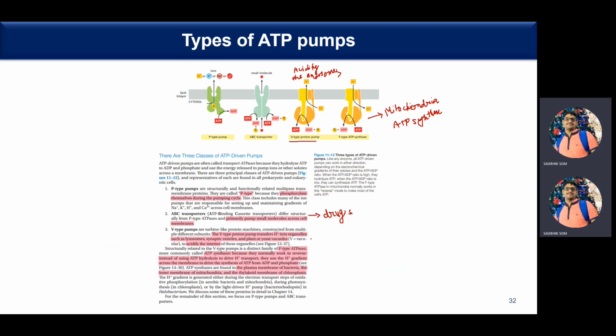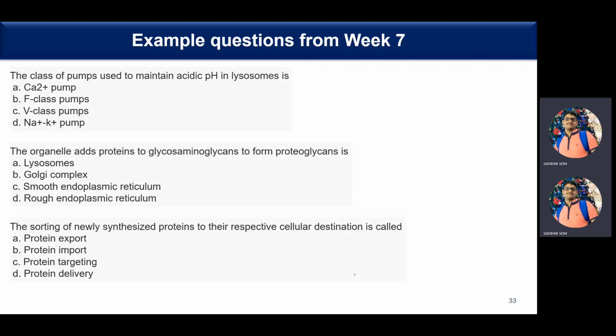Okay, and it's found in the plasma membrane. So ATP synthases are found in the plasma membrane of bacteria, the inner membrane of mitochondria, and the thylakoid membrane of the chloroplast. Correct. And so during oxidative phosphorylation in aerobic bacteria or mitochondria, and during photosynthesis. Okay, so let's see the class of pumps used to maintain acidic pH of the lysosome. I just now discussed it, it's a V-type pump, V class pumps. Correct.